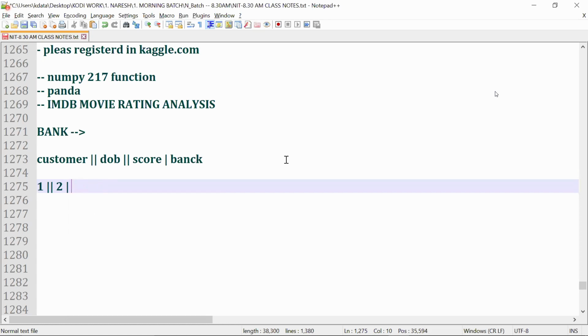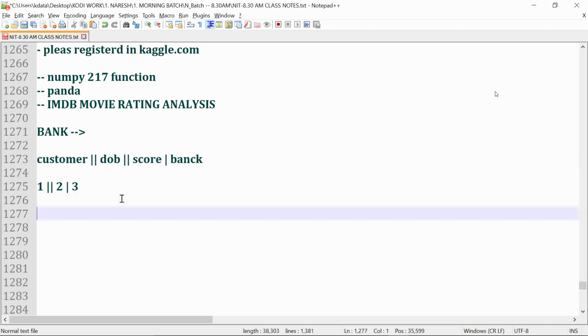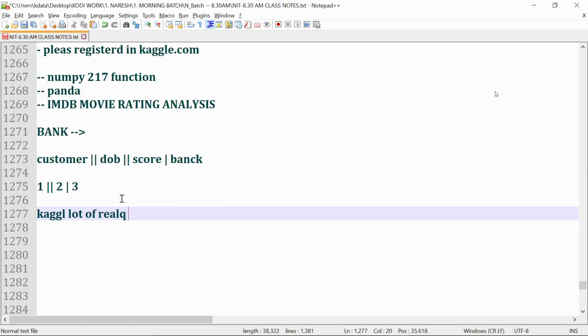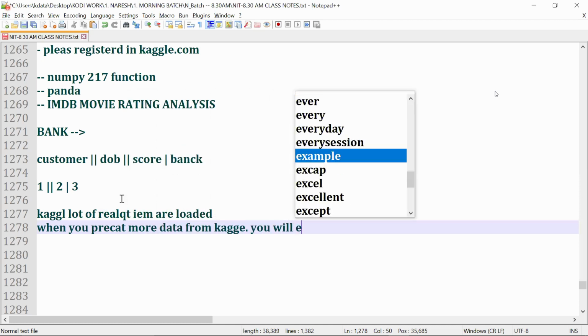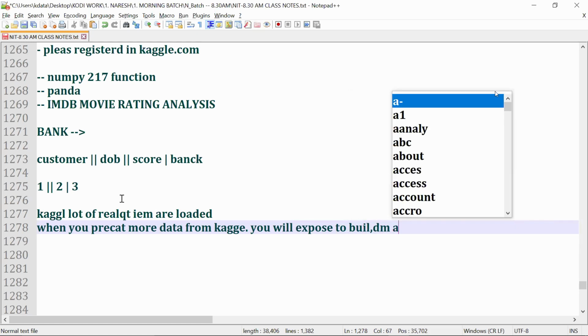Now, if you practice this data set, will you practice this data set? Yes or not? Team, respond to me. That's why in Kaggle, a lot of real-time data sets are loaded. I understand. So when you practice more data from Kaggle, you will get exposure to build ML and AI models.